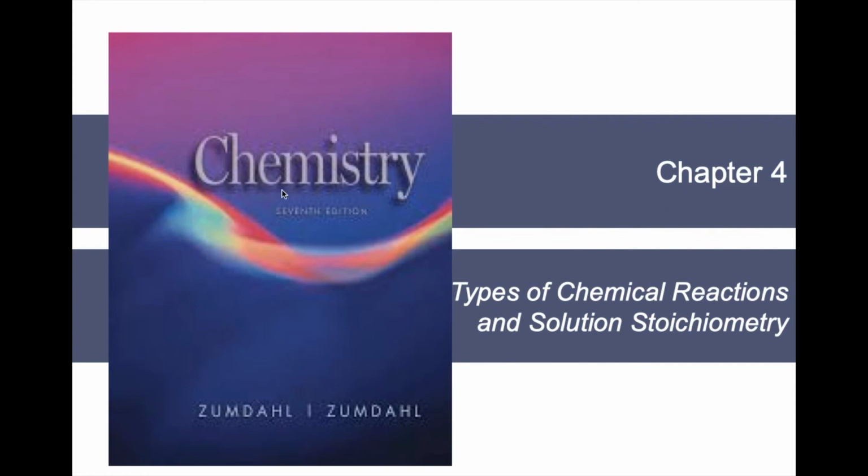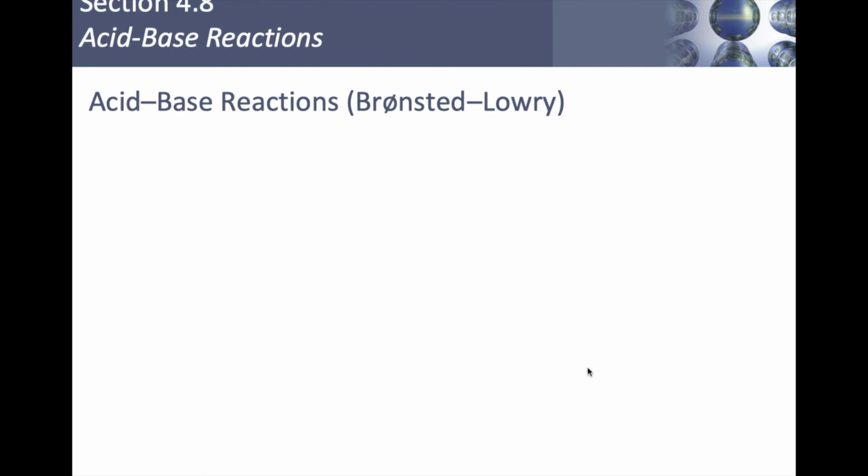So today we're going to be going over the second part of Chapter 4. We're looking at Chemistry, the 7th edition by Zumdahl. And just as a reminder, Chapter 4 is about types of chemical reactions and solution stoichiometry. So if you haven't seen that first part, it was getting a little long, so it's cut into two sections. So section 4.8 is about acid-base reactions.